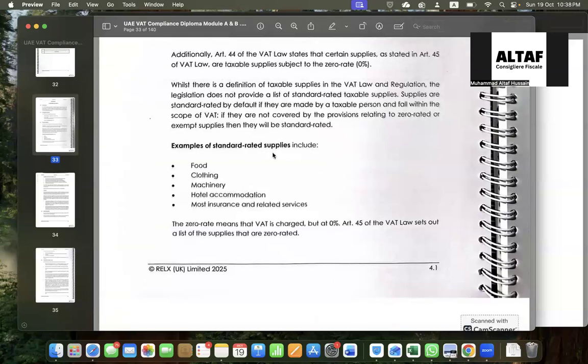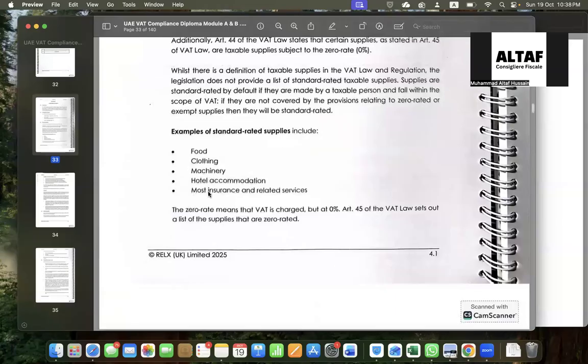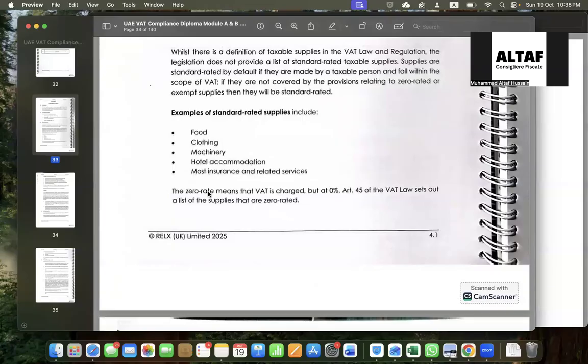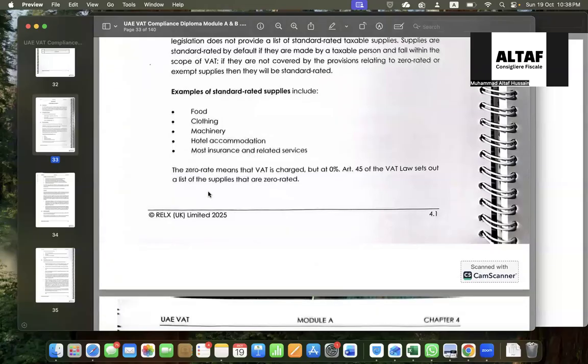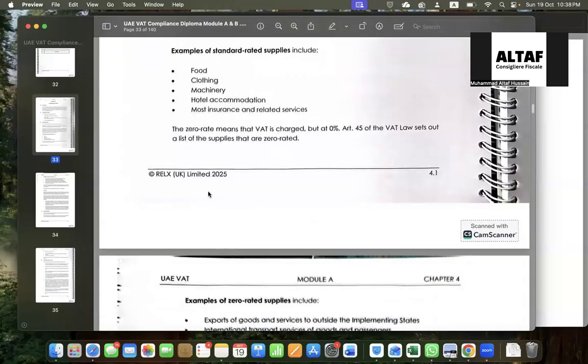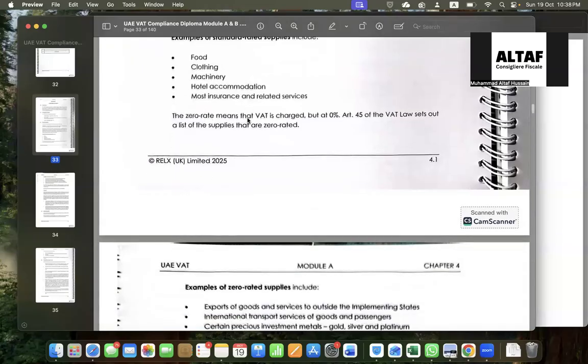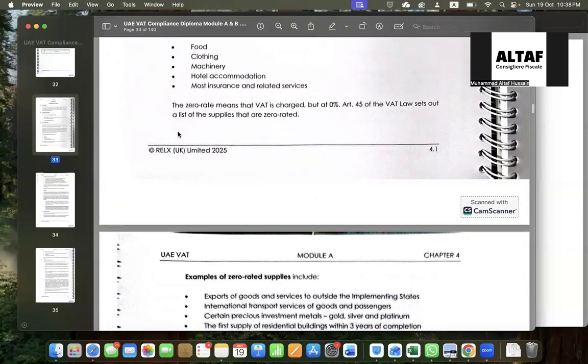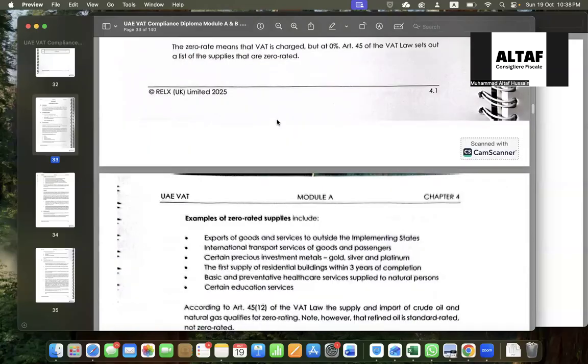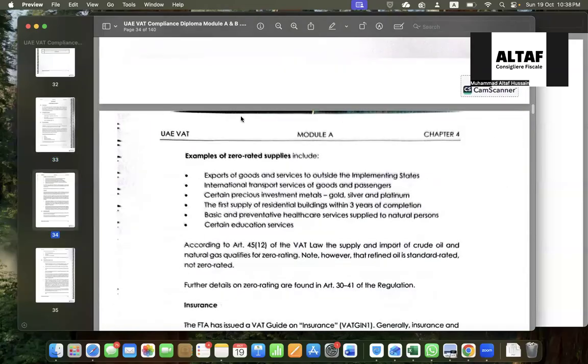Examples of standard rated supplies include food, clothing, machinery, and every other thing that you can think of; by default it will be standard rated. Exceptions may be there for zero rated and exempt ones, and we will come to those exceptions. The zero rate means that VAT is charged but at 0%. Article 45 of the VAT law sets out a list of the supplies that are zero rated. So let us have a look at it.